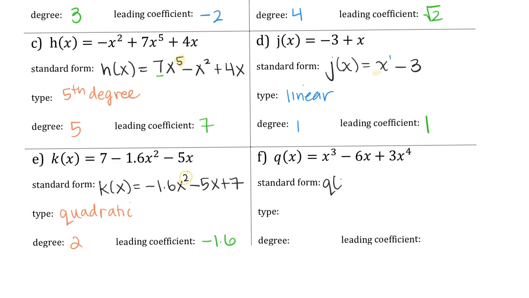Okay, q of x: 3x to the fourth plus x to the third minus 6x. The degree is 4, quartic. Leading coefficient is the 3.